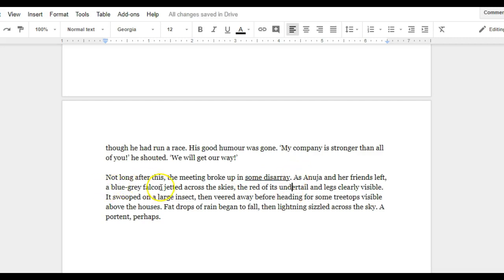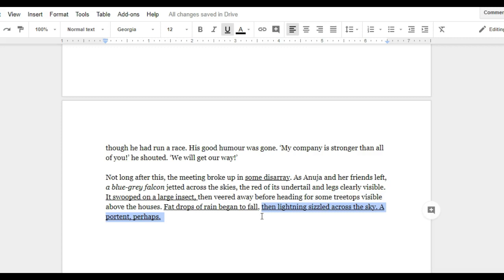A blue-grey falcon jetted across the skies. I think this is really symbolic. I think this is really interesting. The red of its undertail and its legs clearly visible. It swooped on a large insect. Now this is really interesting as well. And then veered away before heading for some treetops visible above the houses. Fat drops of rain began to fall. Then lightning sizzled across the sky, a portent perhaps. And I think you can see by the ending why I like this piece to look at in terms of structure. Now this is the language bit. The blue-grey falcon is a symbol, and that's language, it's not structure.